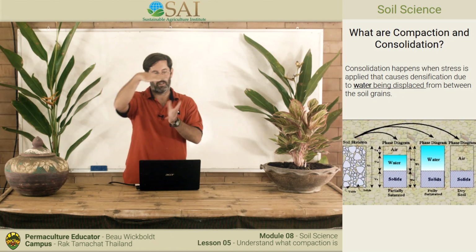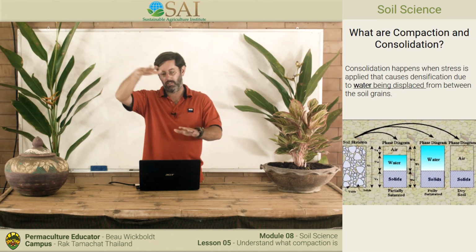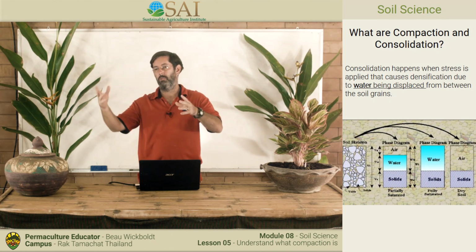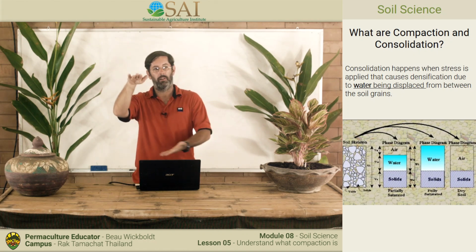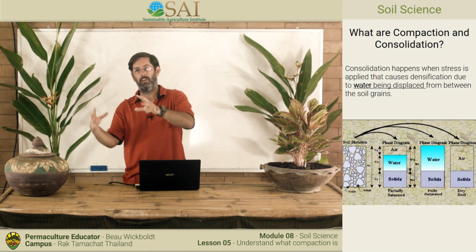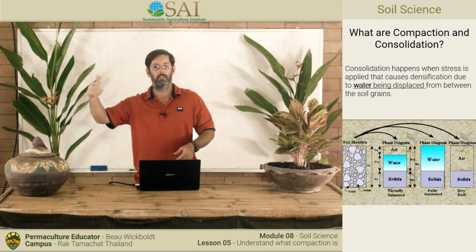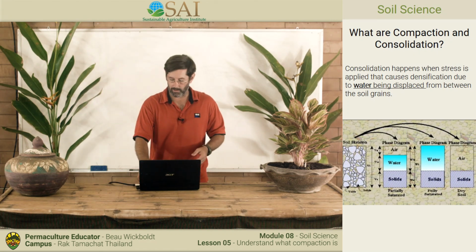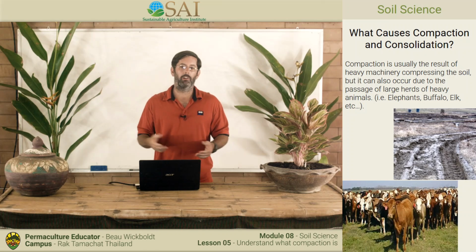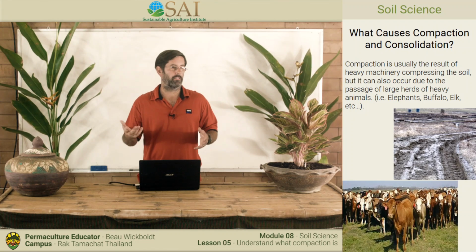soil grains. So as I have a nice aerated one, I press it, the air and water ratio, remember we had for the soil formation, nice soils, there's a ratio, but when I compress it, I mess up the air ratio, thus the amount of life that can live in that soil is dependent on it having air and water exchanges. So what can cause compaction and consolidation?